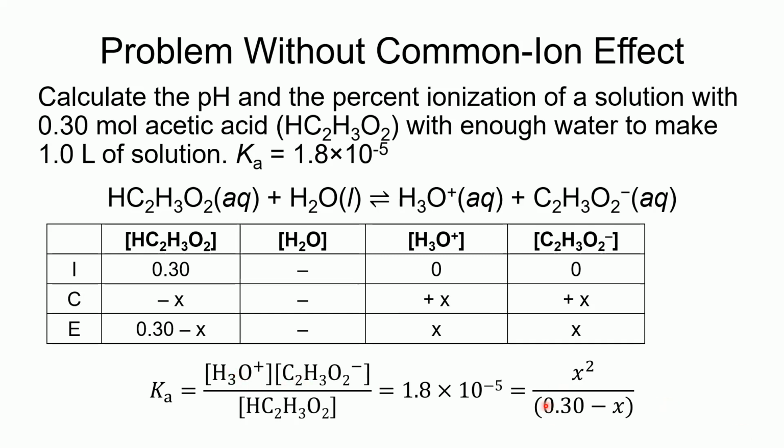And again, we did this exact problem in chapter 16, so I'm not going to go into this in great detail, but we know that it's okay to neglect x, because if we take this 0.30 and divide by 1.8 times 10 to the negative 5, we get a number greater than 400. In fact, I just punched it in my calculator, the number we get is like 16,666. So we know that it's okay to neglect x.